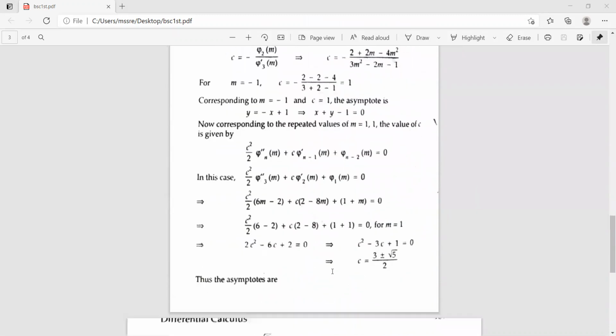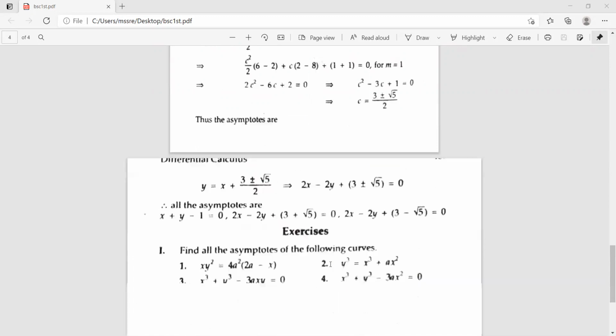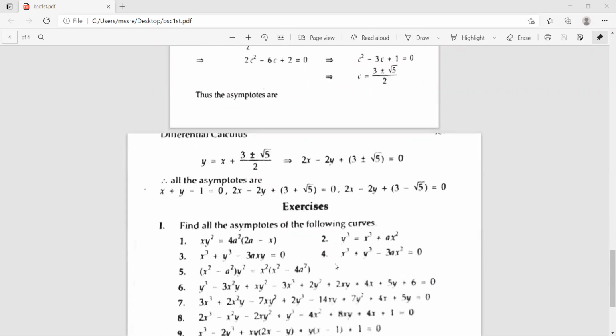Therefore it has 3 asymptotes, because there is no asymptote parallel to a coordinate axis. It has only 3 oblique asymptotes, and those 3 oblique asymptotes are listed as x plus y minus 1 equals 0, 2x minus 2y plus 3 plus root 5 equals 0, 2x minus 2y plus 3 minus root 5 equal to 0. I will give you some more problems as an exercise.